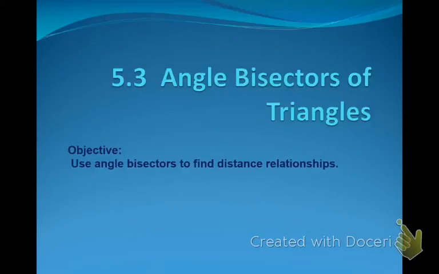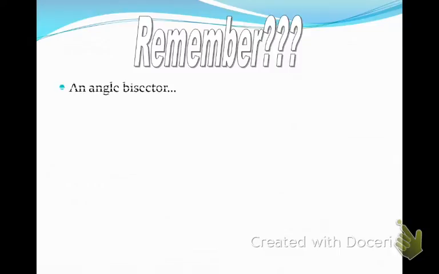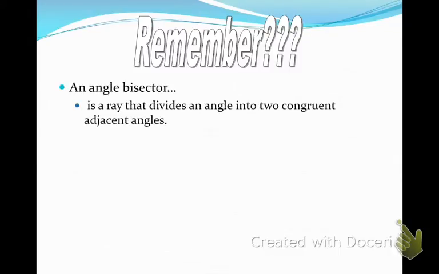5.3 Angle bisectors of a triangle. The objective is to use angle bisectors to find distance relationships. An angle bisector is a ray that divides an angle into two congruent adjacent angles.